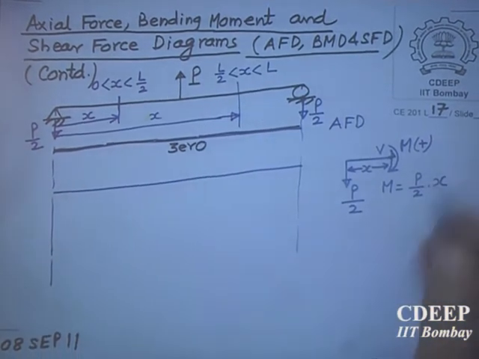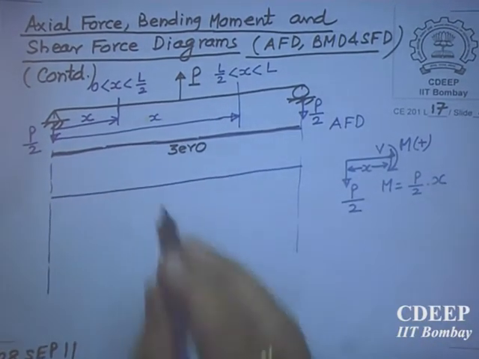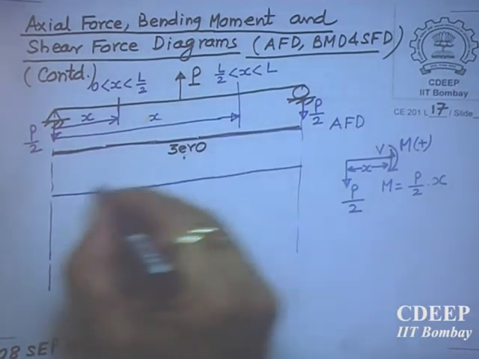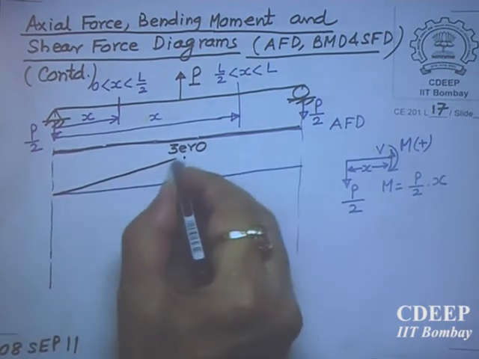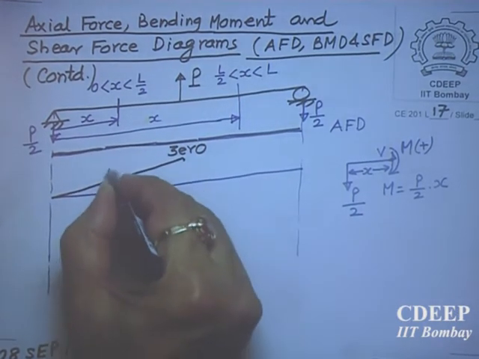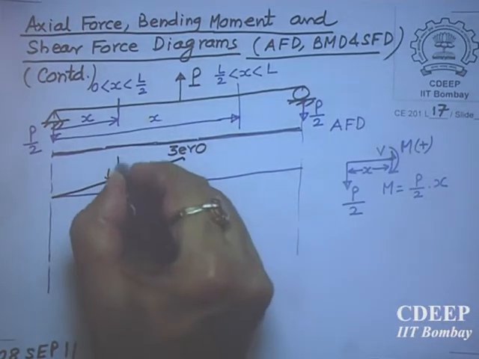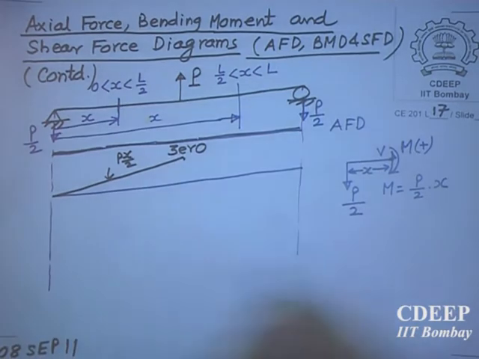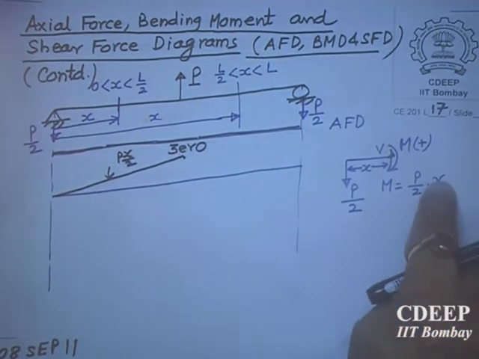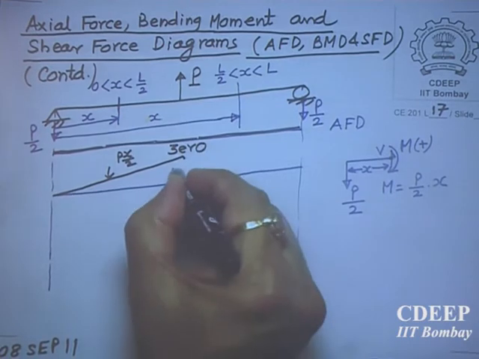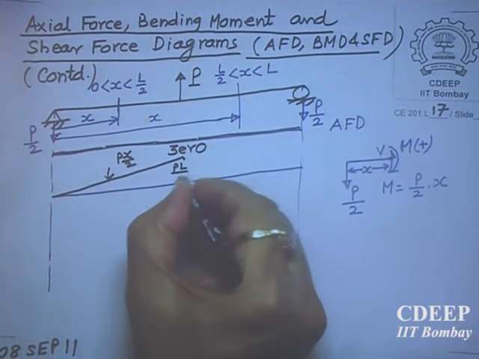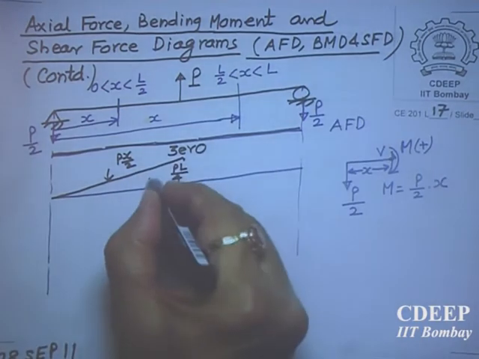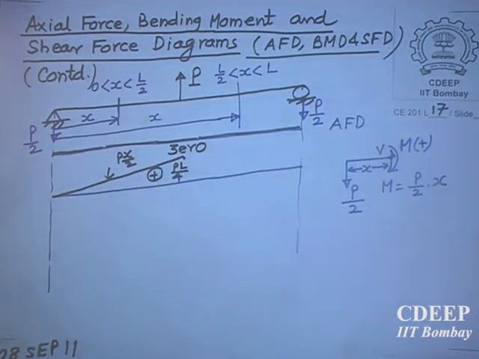So this is P by 2. It is increasing, so this will be up to here, up to the center. It is going, and this line is the same, P by 2, Px by 2. Here at x equal to L by 2 it is PL by 4. This value is PL by 4 at the center, and this is positive as per our sign convention.